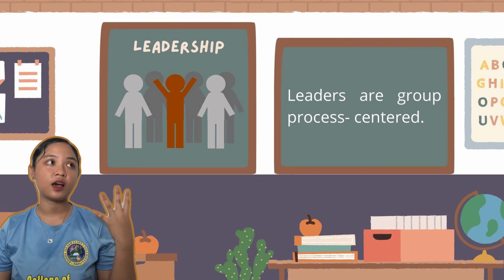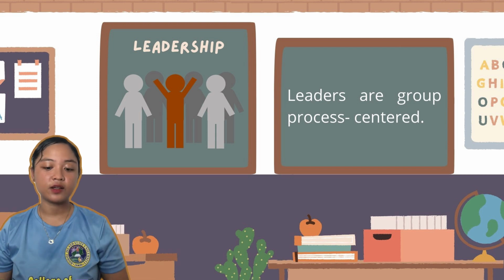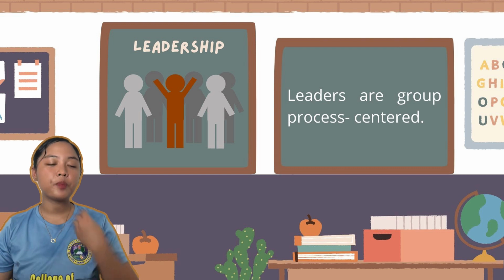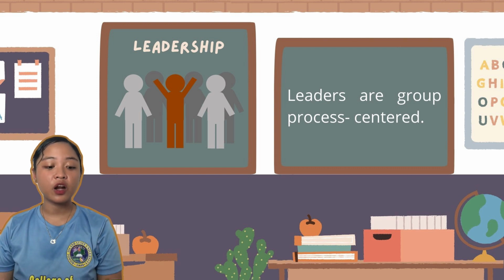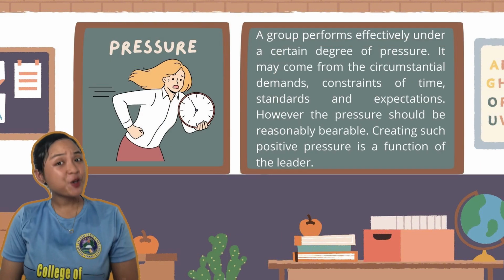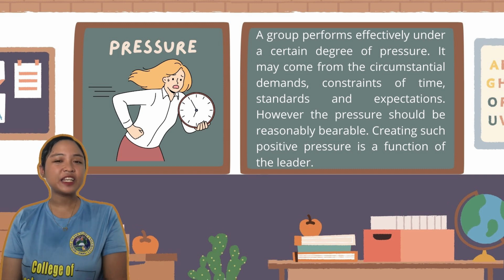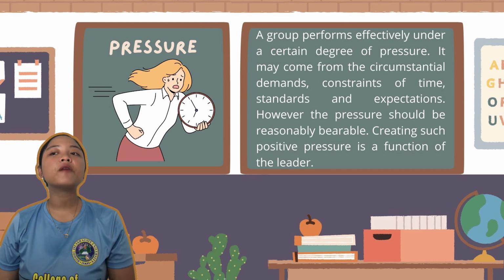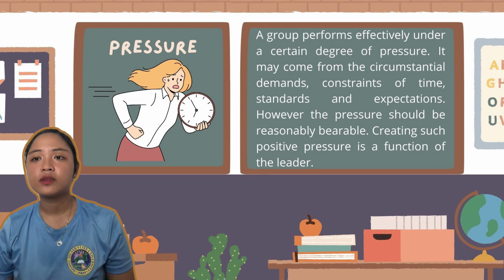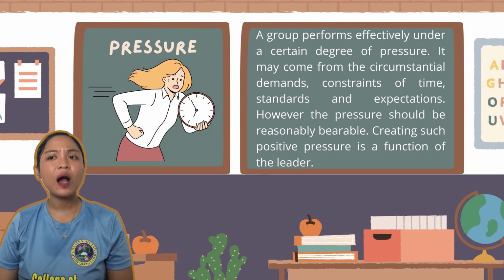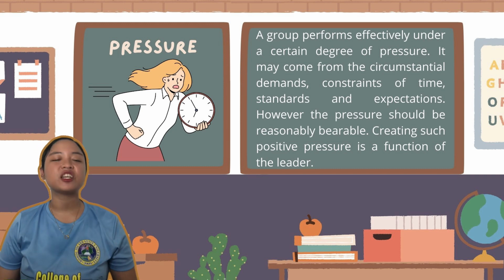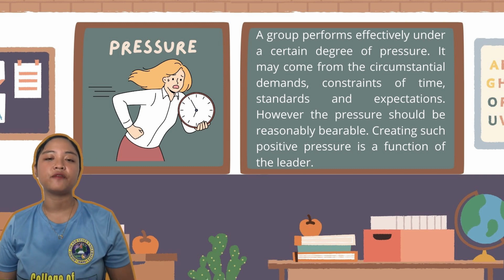As I have said earlier, you are achieving a common goal as a group. So empowering leaders encourage individual and group growth. Next is pressure. A group performs effectively under a certain degree of pressure. It may come from circumstantial demands, constraints of time, standards, and expectations. However, the pressure should be reasonably bearable. Creating such a positive pressure is a function of the leader.